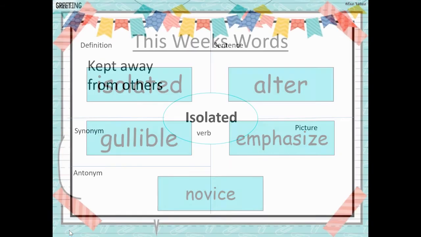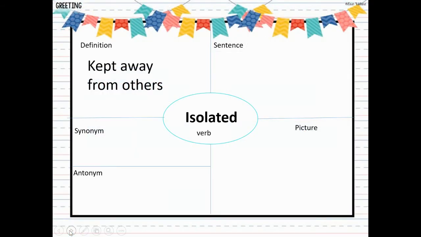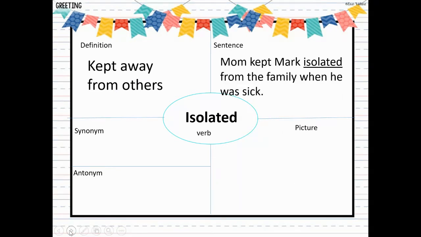All right, so yesterday we learned that the word isolated meant kept away from others. So our sentence is going to be, Mom kept Mark isolated from the family when he was sick. So he was kept away from the others when he was sick, so they wouldn't all get it. That makes sense.